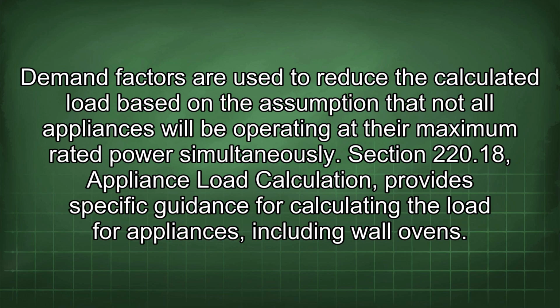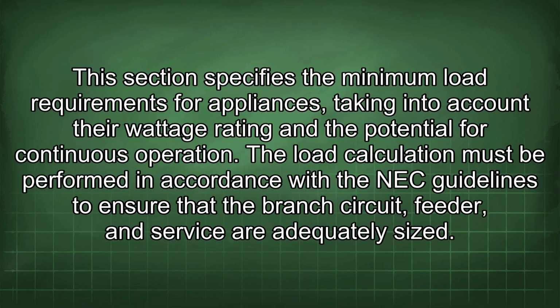Section 220.18, Appliance Load Calculation, provides specific guidance for calculating the load for appliances, including wall ovens. This section specifies the minimum load requirements for appliances, taking into account the wattage rating and the potential for continuous operation. The load calculation must be performed in accordance with the NEC guidelines to ensure that the branch circuit, feeder, and service are adequately sized.